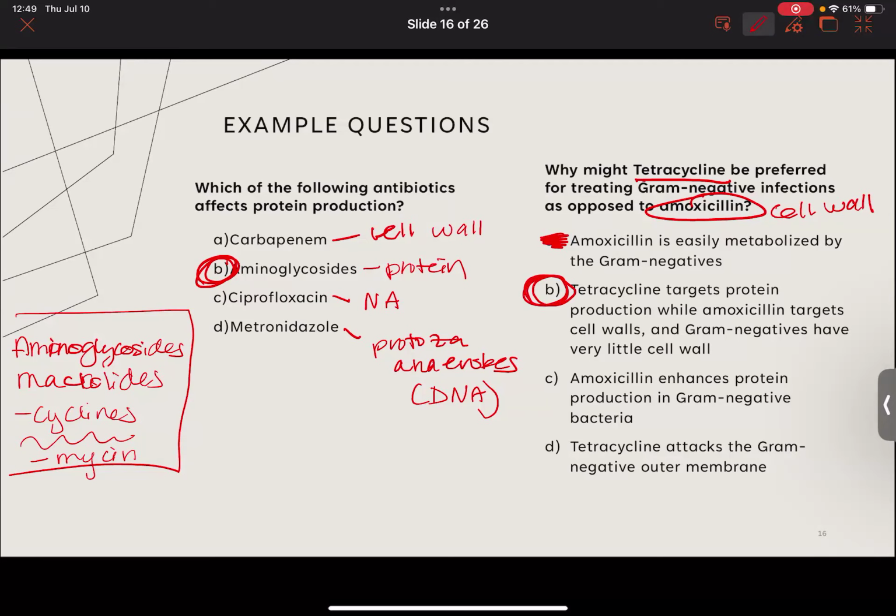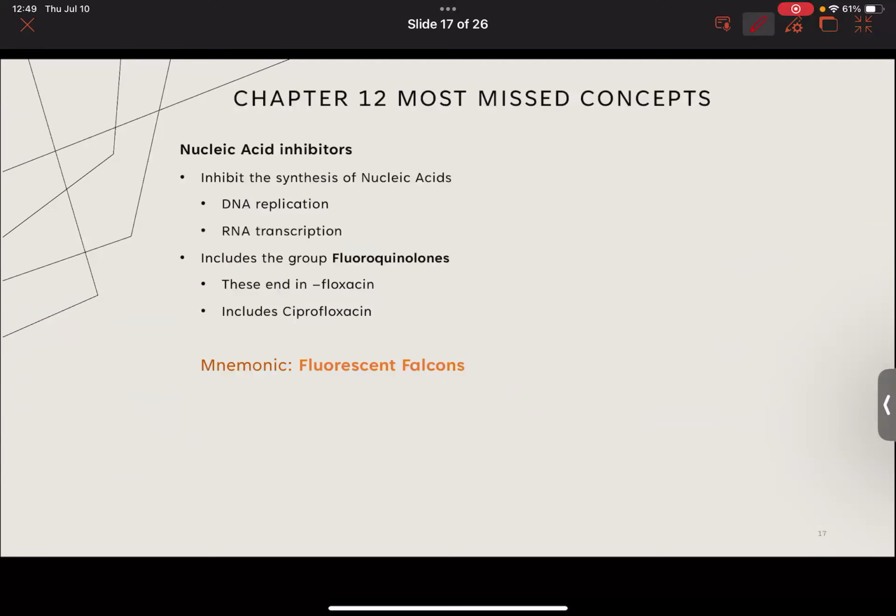Amoxicillin, does it enhance protein production? No, it prohibits cell wall synthesis. D, tetracycline attacks the gram-negative outer membrane. No, it works by prohibiting protein production. So B was our answer there.